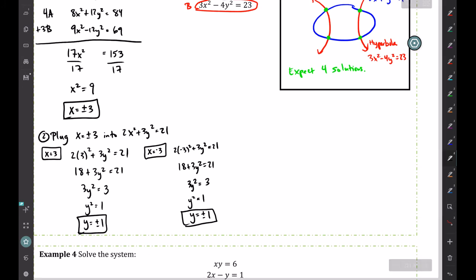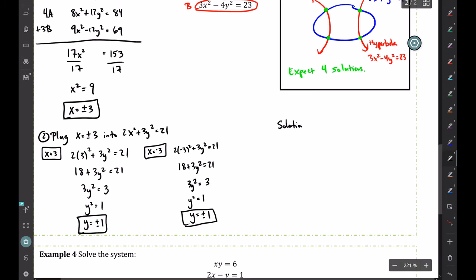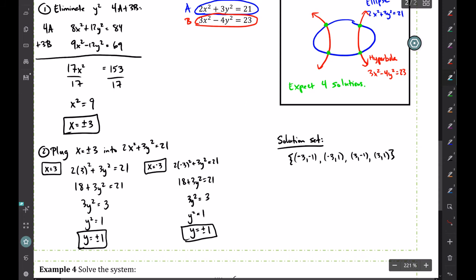Okay, so we did get 4 solutions. Let me just write down the solution set in this case: negative 3, negative 1; negative 3, 1; 3, negative 1; and 3, 1. So if I label these points A, B, C, and D, then this would be B, that would be A, that would be D, and that would be C. Okay, so there's your 4 solutions.